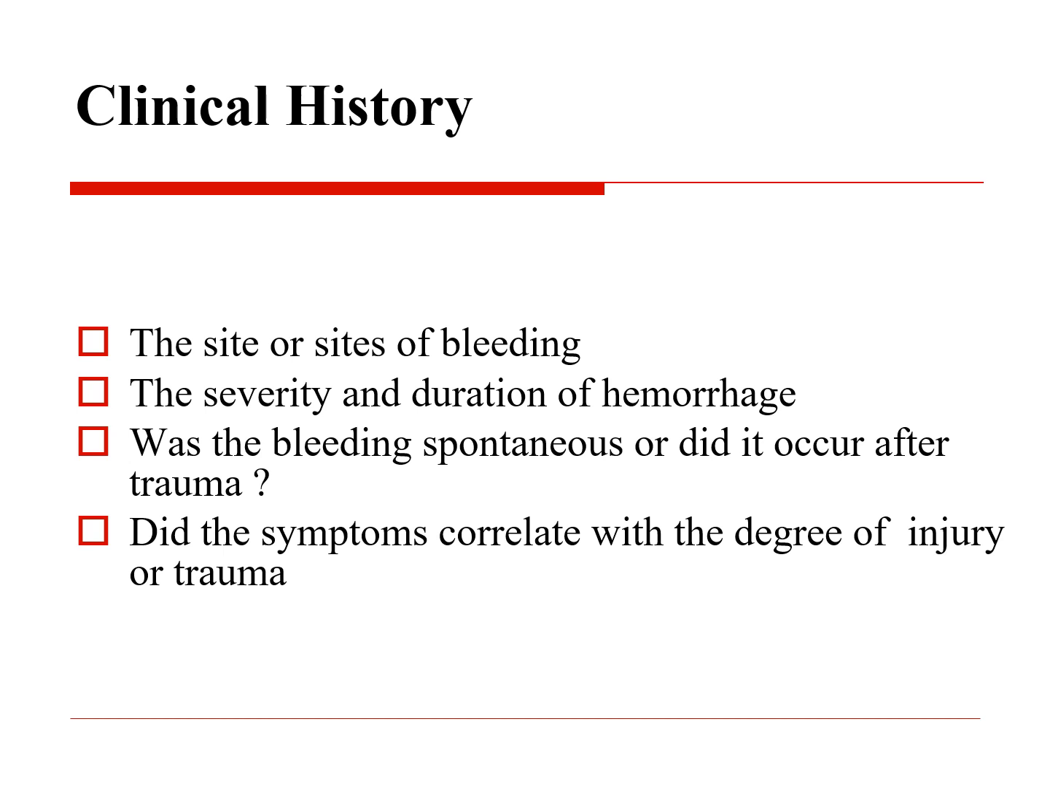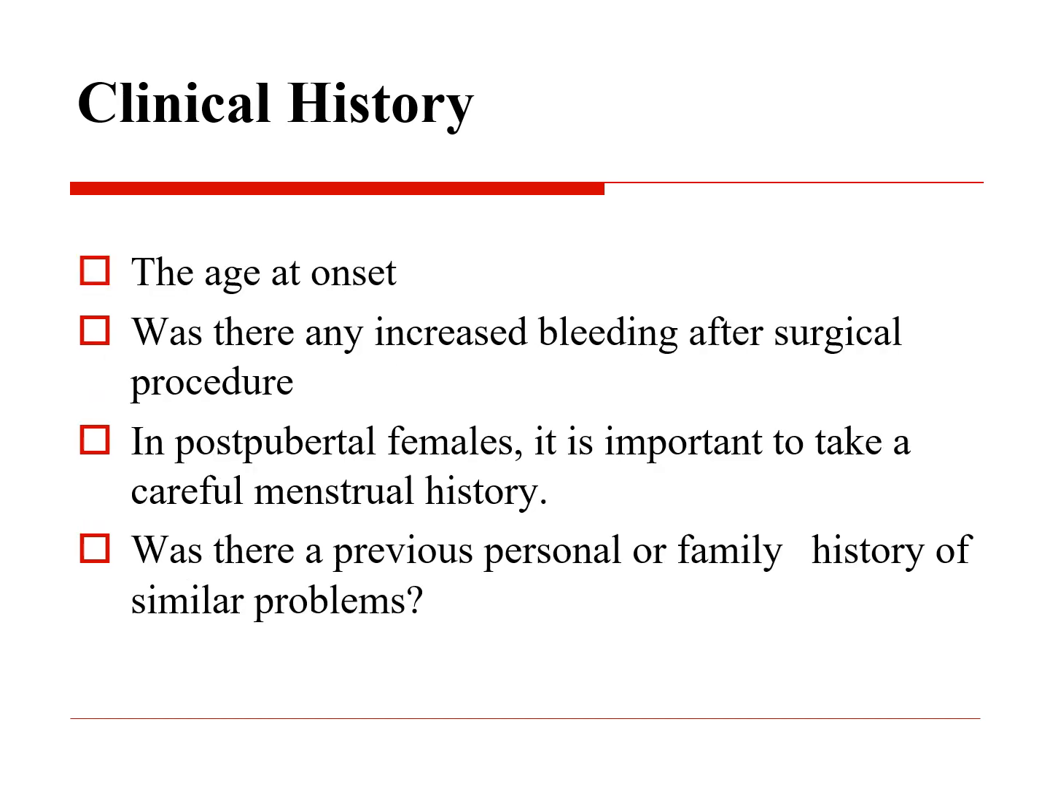To evaluate a child with a bleeding disorder, the clinical history should determine the following: the signs or sites of bleeding, whether skin, mucous membrane, joint, or muscle bleeding. The severity and duration of hemorrhage. Was the bleeding spontaneous or did it occur after trauma? And what type of trauma, minimal trauma or severe trauma? Did the symptoms correlate with the degree of injury or trauma?